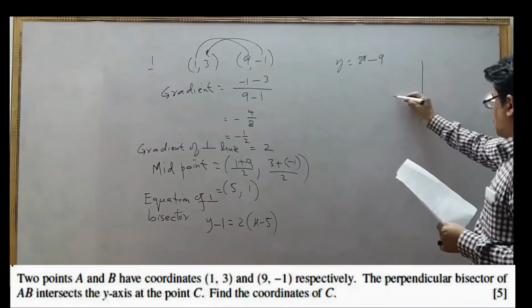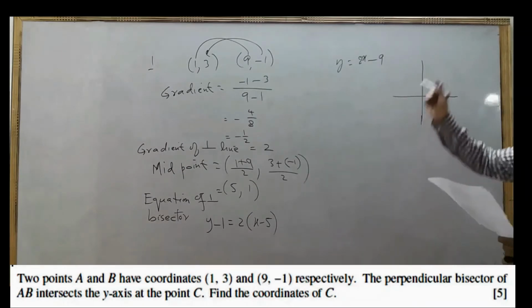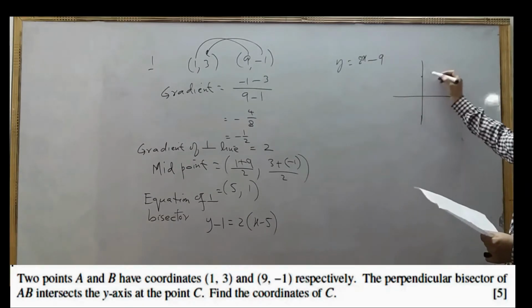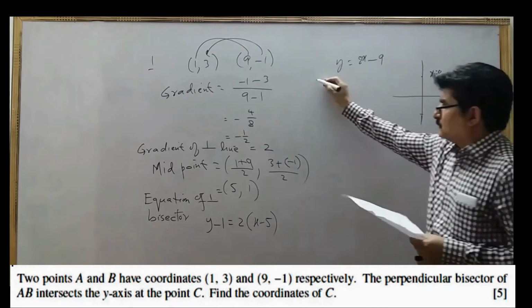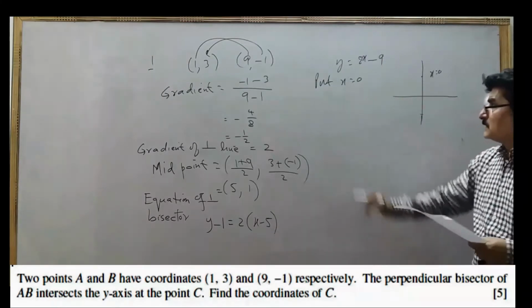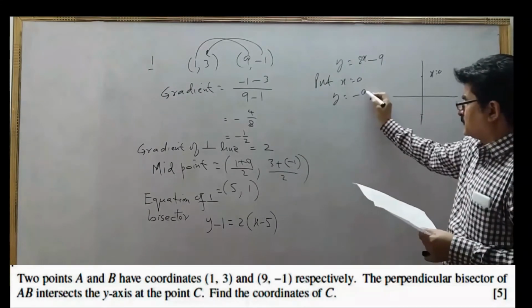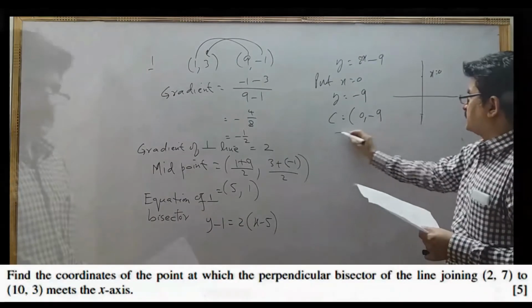Now, as I told you earlier in my previous lecture, on the y-axis x is equal to 0. So we put x equal to 0. You will get y equal to -9. So this point C will be (0, -9).